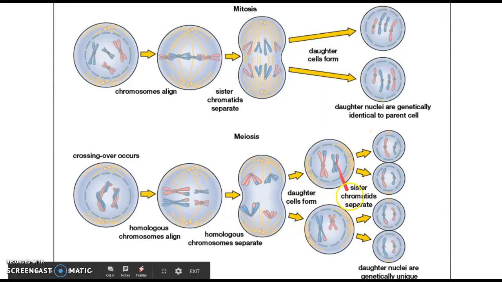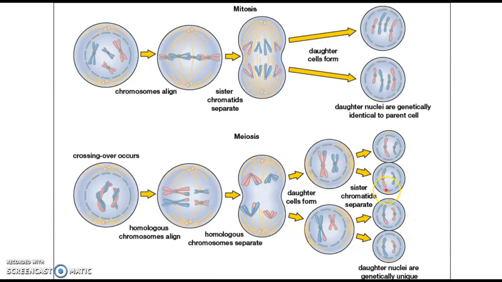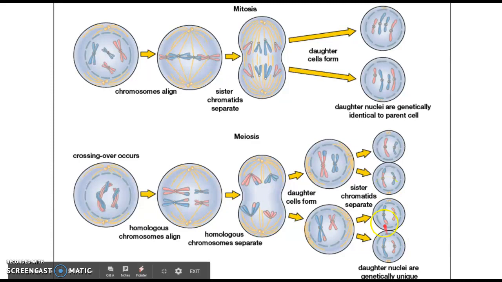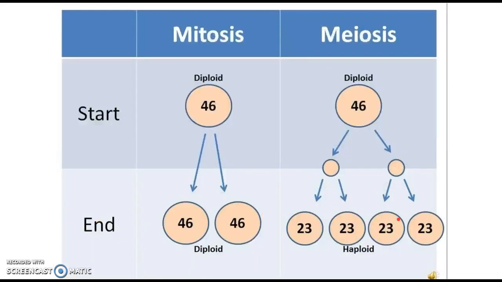They do that whole process over again right here, and we end up with 4 different cells, genetically unique. If you look at these, you have a red and a blue, and you have a blue and a red, 2 different cells. Then you have these two in the middle, where you have one with the red with a little blue in it, and this one has a blue with a little red in it. So they're all different.